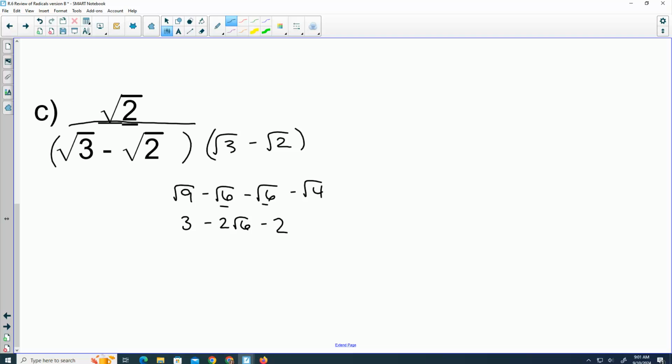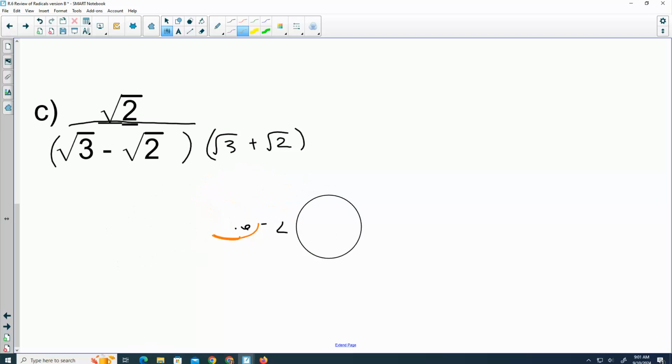When we multiplied, it's these middle terms that didn't go away. We need those to cancel, and that happens if you multiply by the conjugate. The conjugate is the same thing, but opposite signs. So instead of the square root of 3 minus the square root of 2, we do the square root of 3 plus the square root of 2. So we're doing the opposite sign.